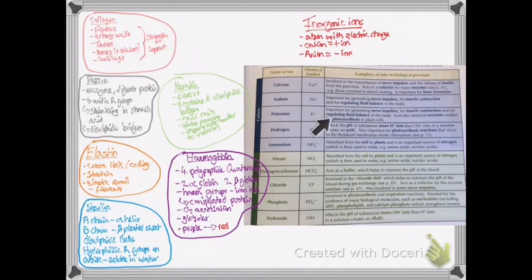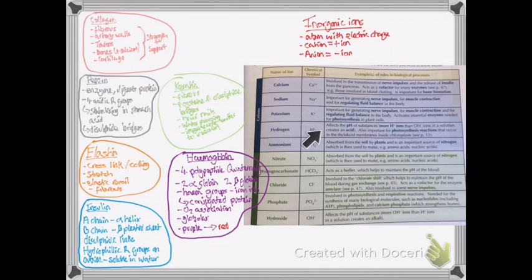Potassium, it's K+. Once again, nerve impulses again. Remember that period of hyperpolarization, we're pumping potassium back into the nerve. It's used in muscle contraction as well. Activates essential enzymes needed for photosynthesis.